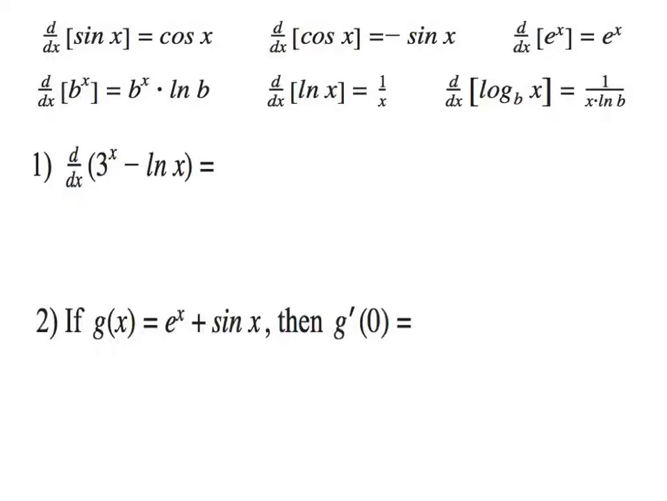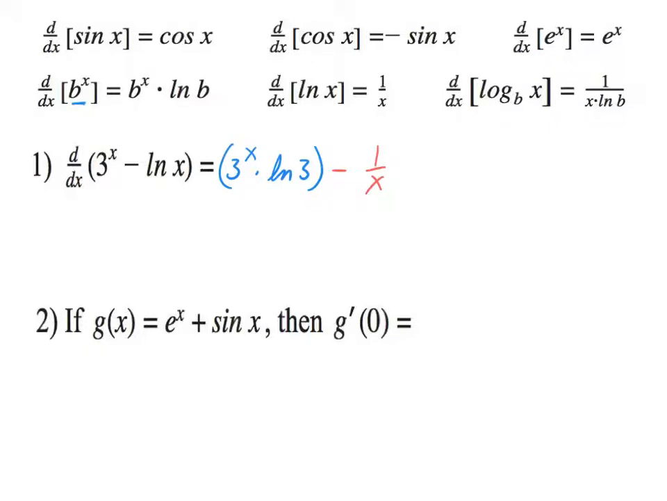Anywho, with that said, there's sine, cosine, exponents, and logs. So let's take the derivative of this. Just do it one step at a time. The derivative of 3 to the x would use this formula right here. So that would be 3 to the x times ln 3. That would be the first piece. Next, minus the derivative of ln x, which is 1 over x. And we're done. That is your answer.